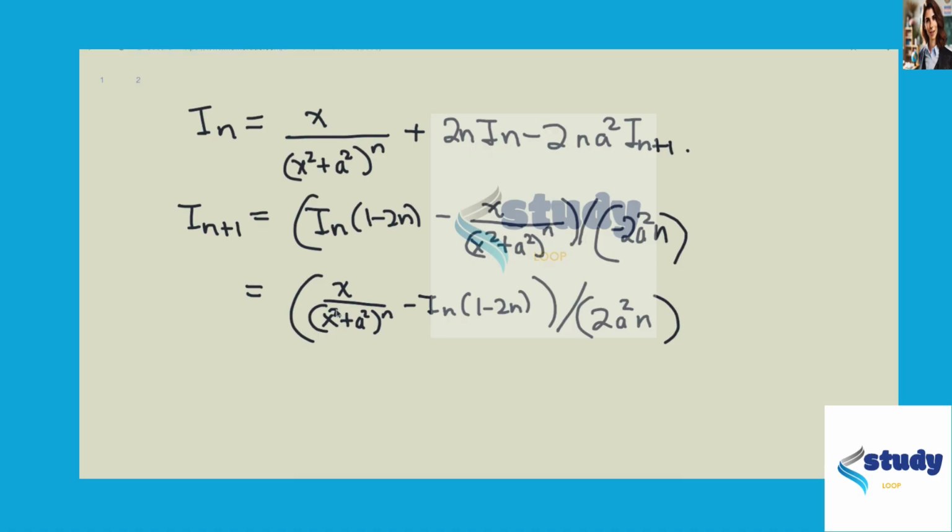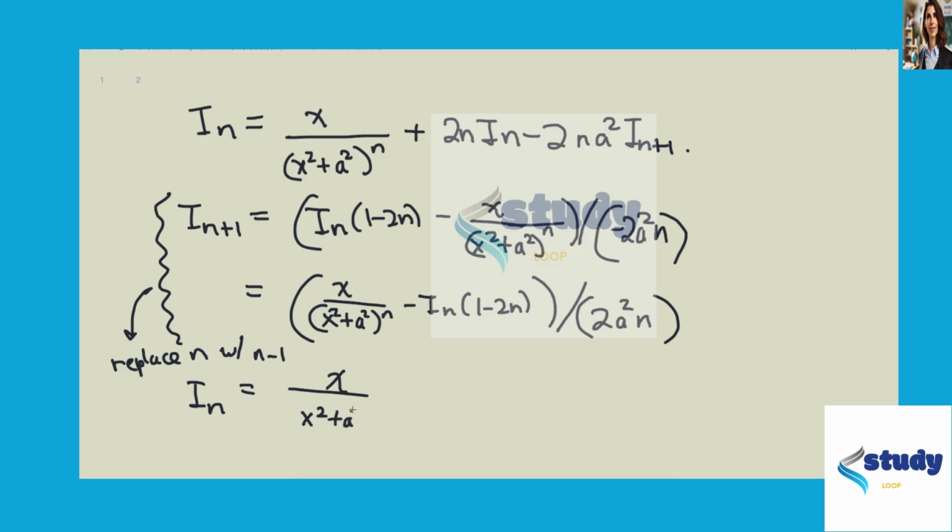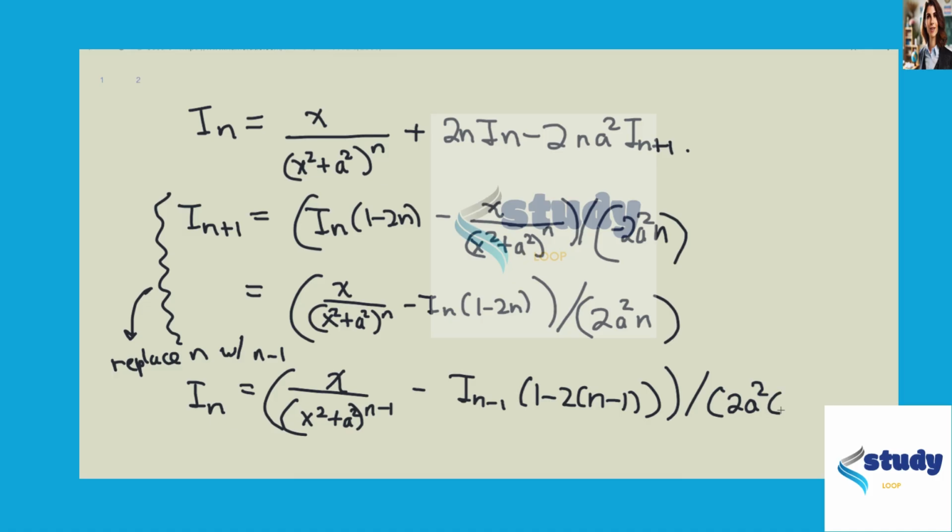And then here, okay, so now this new formula holds for any n. So instead of using n plus 1 on the left, let's just replace it with n. Since this works for any n, let's replace n with n minus 1. Then here, the left-hand side just becomes I_n. The right-hand side, let's write it out. So this is the numerator. And then on the denominator, 2a squared, but this time n minus 1.